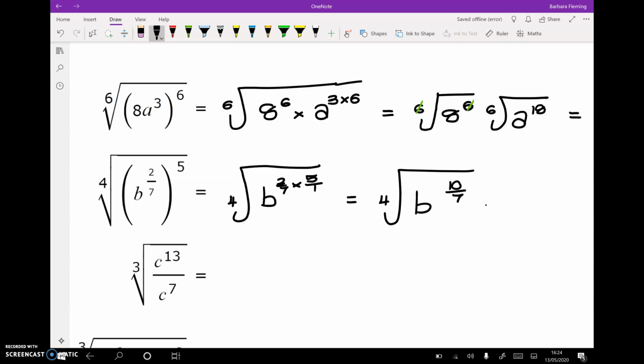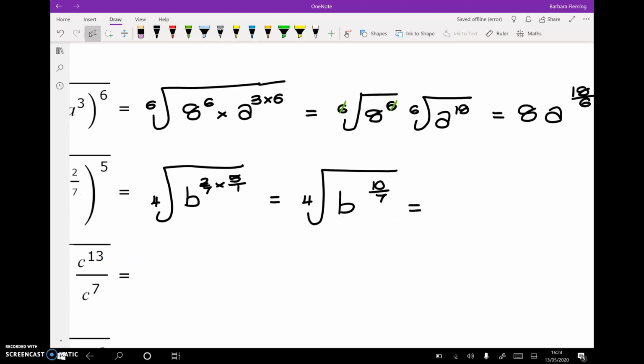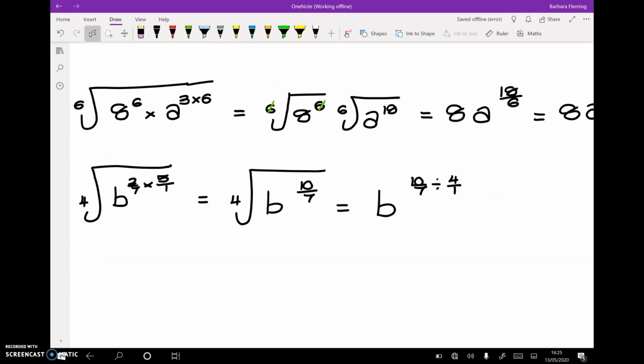Okay. And then that equals, well, we have b to the power of 10/7. And we're actually going to be dividing that by 4. So up until now I've written it as over 4, but a fraction is very messy. So rather than over 4, that's the same as dividing by 4. So dividing by 4 over 1. Again, any whole number can be written as over 1.